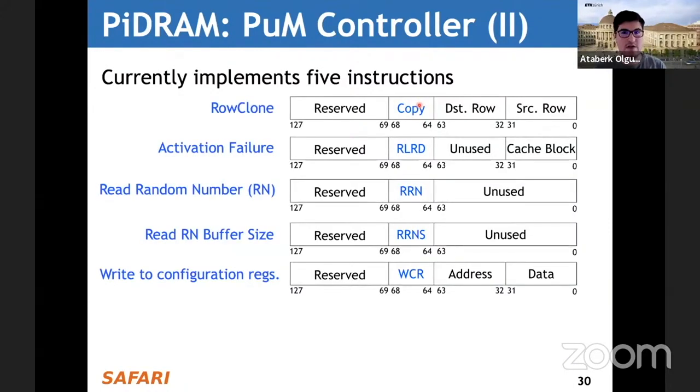Here are these instructions. We have 1 instruction for row clone operations, 1 for inducing activation failures, which we use to generate random numbers, which I will describe next. And the 2 remaining instructions are related to random number generation. We have one instruction to read the random number. We have another instruction to read the random number buffer size, where we store the random numbers after generating them periodically. And the final instruction is to write to the configuration register file that I described in the previous slide.